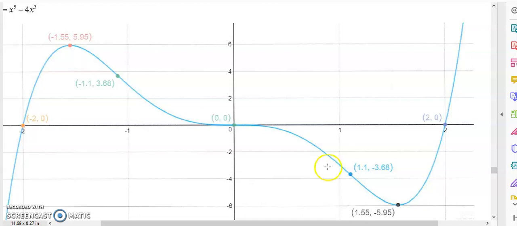Let me know if you have any trouble, and I might even look at this one a little bit further, this example right here during our class.